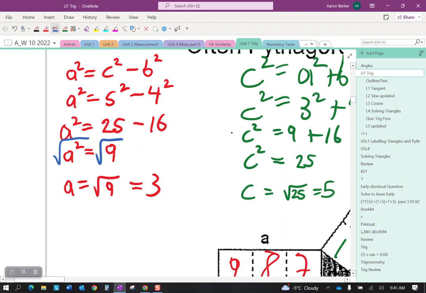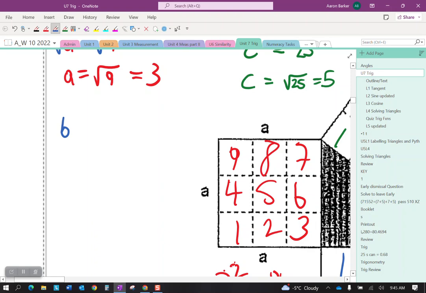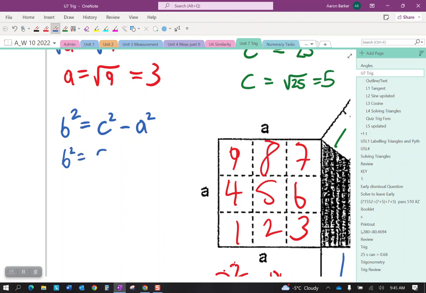Right? I could still use the same formula, but it'll be B squared first. Now, I'm not finding my hypotenuse, so I don't want to add to make something longer than the longest side. So instead of making things longer, I want to subtract, make them smaller. Okay? So B squared equals C squared minus A squared. We substitute in 5 squared minus 3 squared. We find the answer to the squares, which is 25 minus 9. We do our subtraction. B squared equals 16.